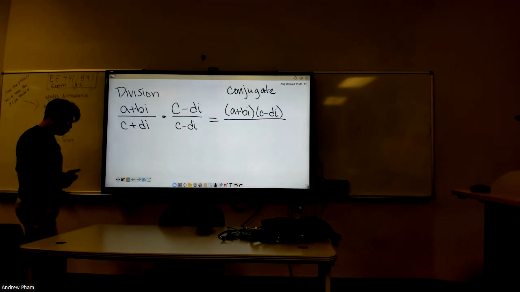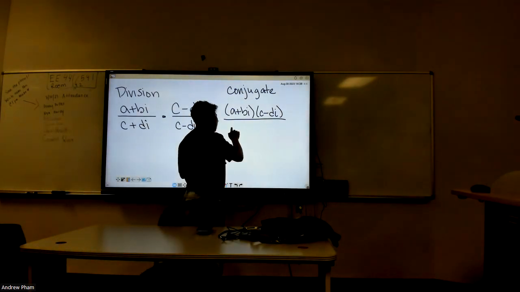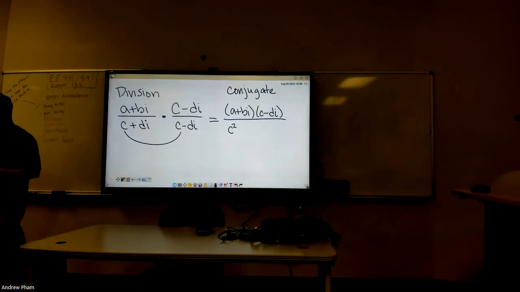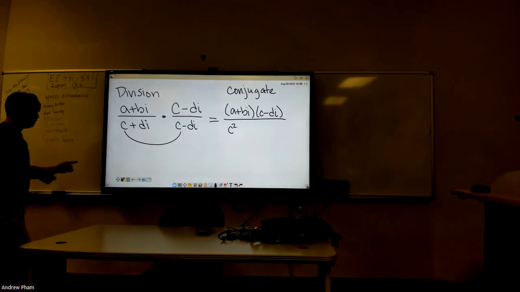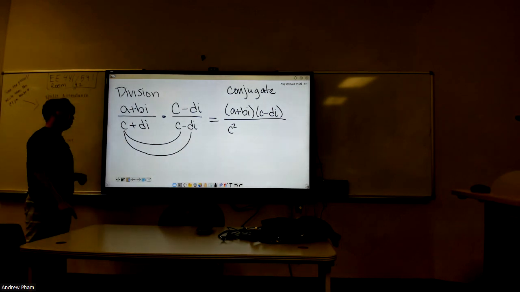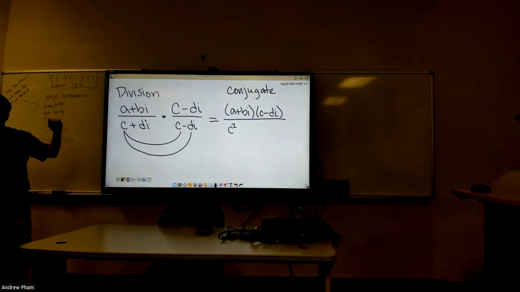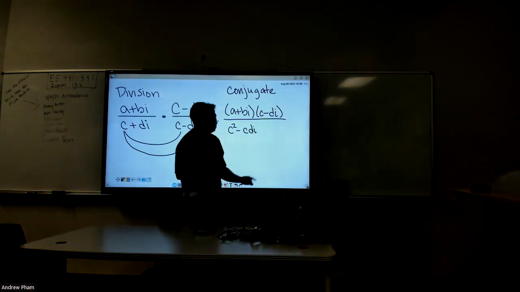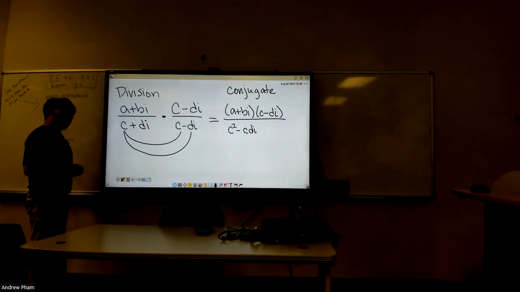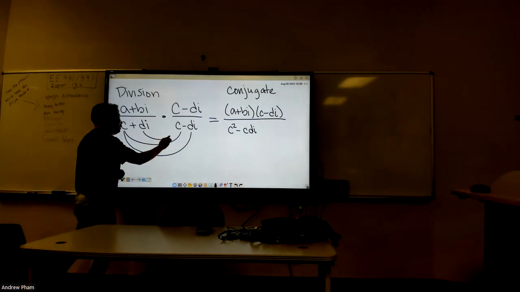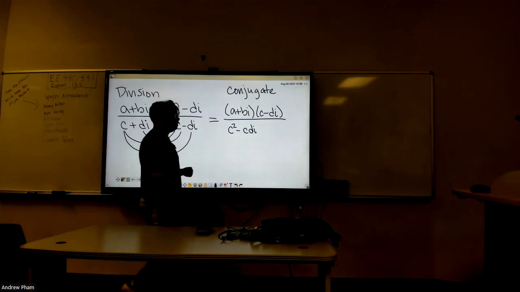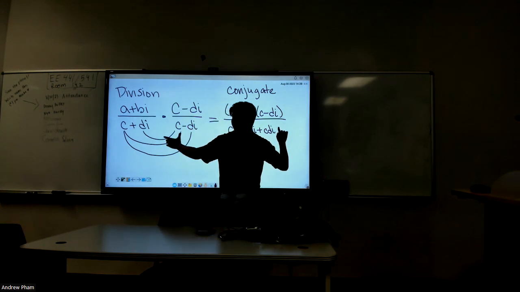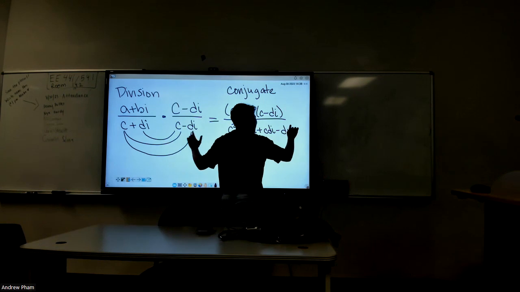So if I FOIL this, what's the first times the first on the bottom? Yeah, first times first, c squared. For outside, what do I get? Yeah, we get minus cdi. Again, it's looking like I'm drawing a bunch of letters on here, but it's going to clean up in a moment. So I have F, O. What about I? We get plus cdi. And last times last, yeah, minus di squared.